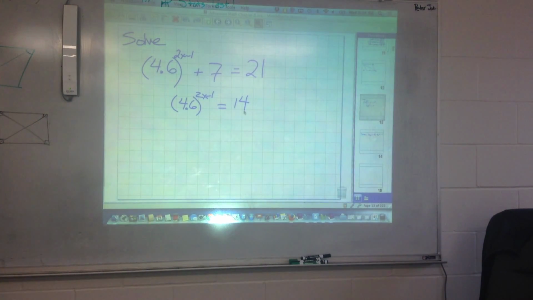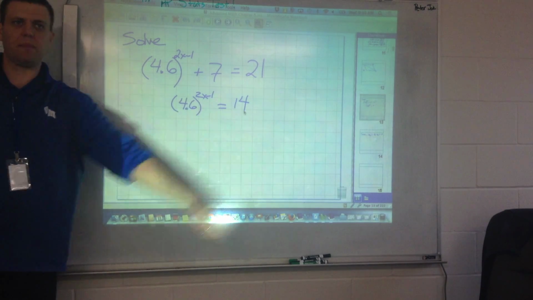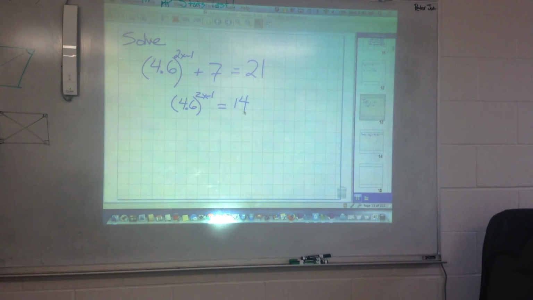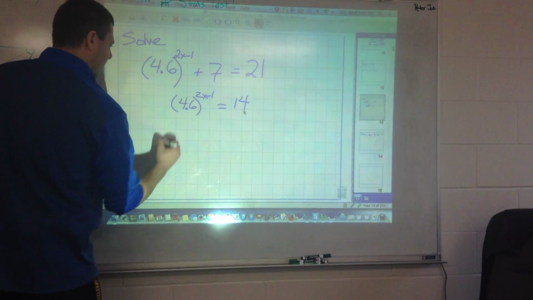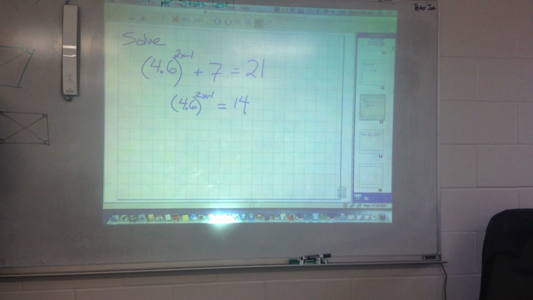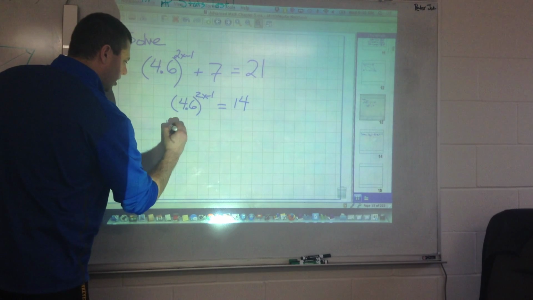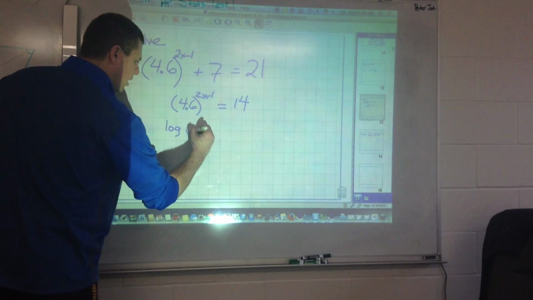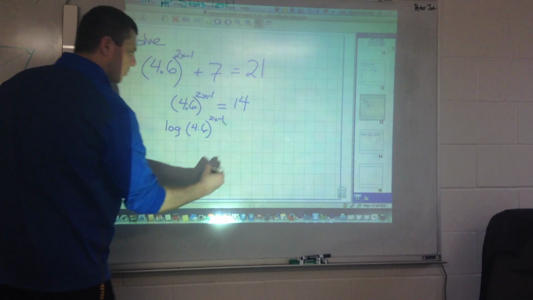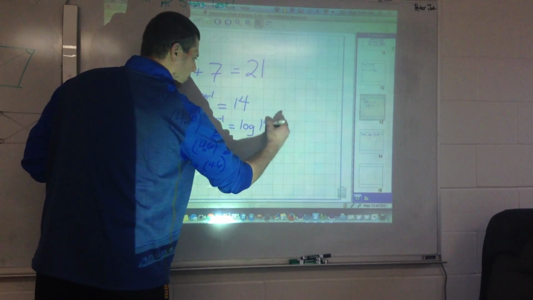Okay. Now that I have just one base raised to an exponent equals some number, now is when I would log both sides. Or if you want to natural log both sides, you certainly can, but I just common logarithm both sides. The only time I would probably natural log both sides right now is if it was e raised to a power. But again, you wouldn't even have to do that. You could just common logarithm still both sides of the equal sign. So I'm going to do log of 4.6 to the 2x minus 1 equals log of 14.